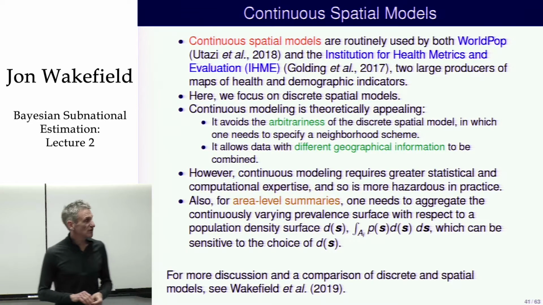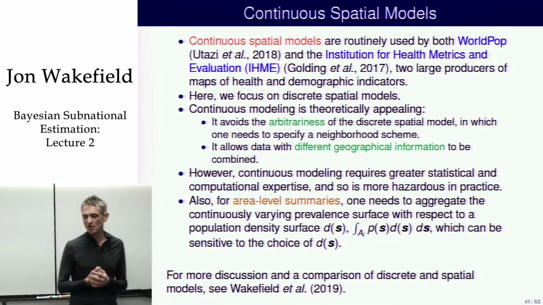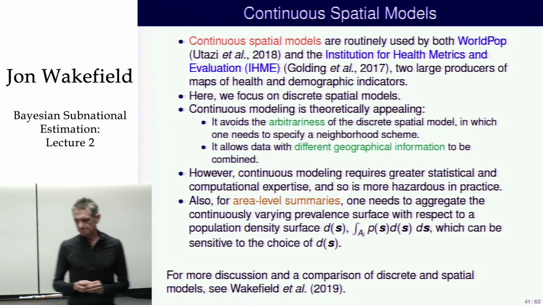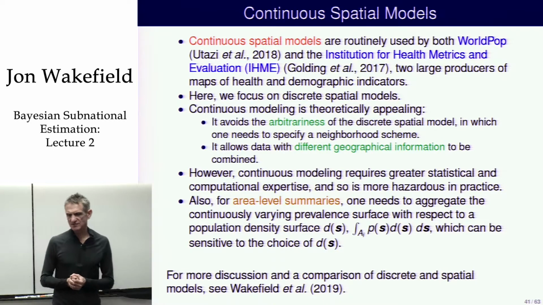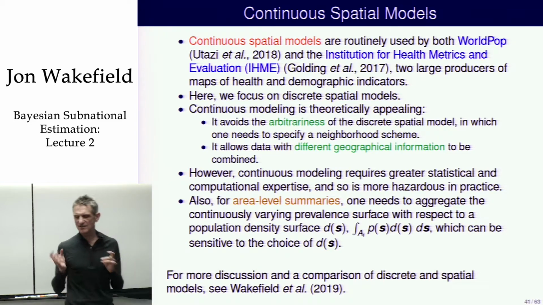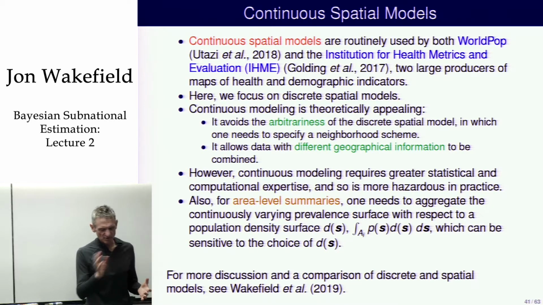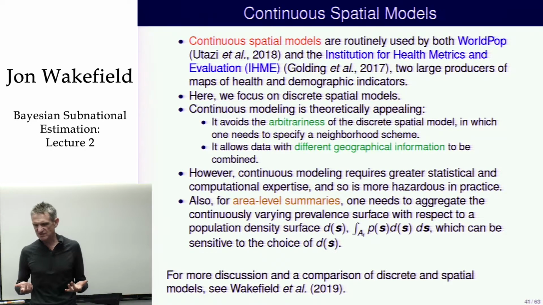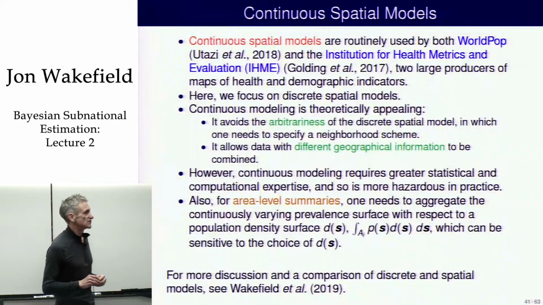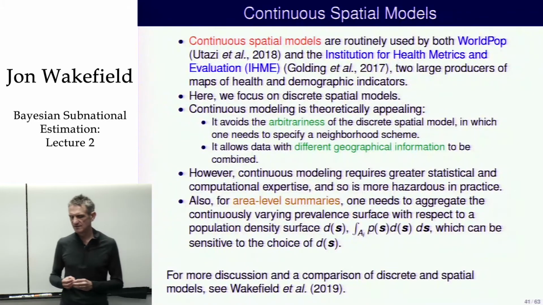Okay, so I'm not going to say any more after this slide about continuous spatial models. Continuous spatial models are popular with some groups, such as WorldPop and IHME, who produce a lot of maps of health and demographic indicators. But continuous spatial models are definitely theoretically appealing, because with discrete models, we have to pick some arbitrary neighborhood structure, and so there may be sensitivity to that. With continuous spatial models, the priors can be very, very important. So if you're not careful in the way you specify priors, you could over-smooth or under-smooth.